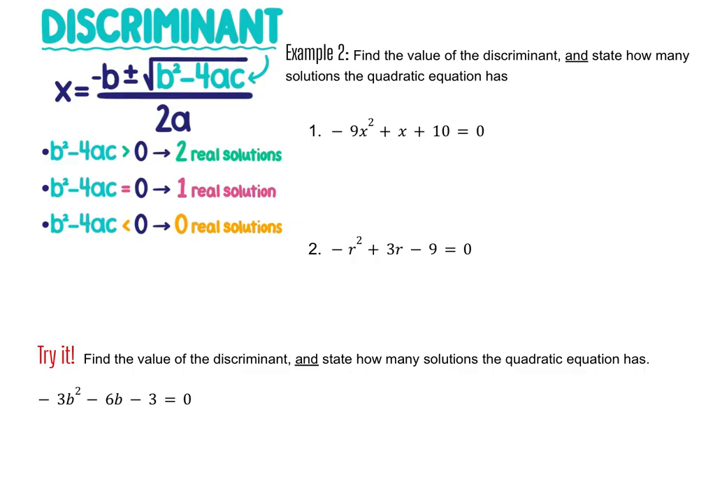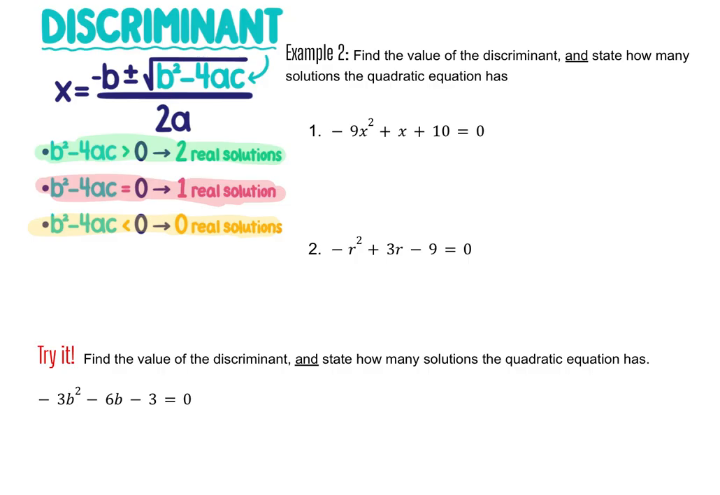The way we can determine this information is depending on the type of answer we get. So if we get a number that is greater than 0, meaning it's positive, then I will have 2 real solutions. If I get a number that is equal to 0, then this means I have 1 real solution. And if I get a number that is less than 0, meaning negative, then I will have 0 real solutions.